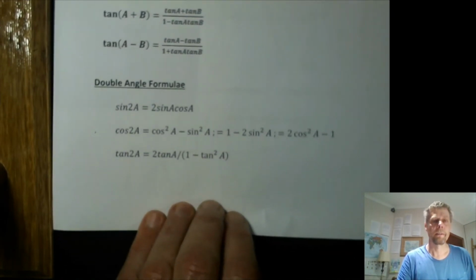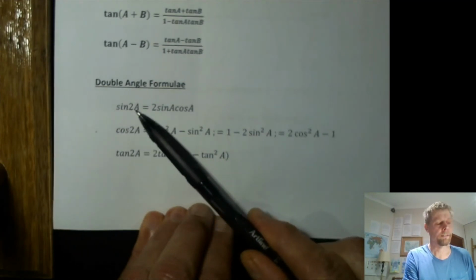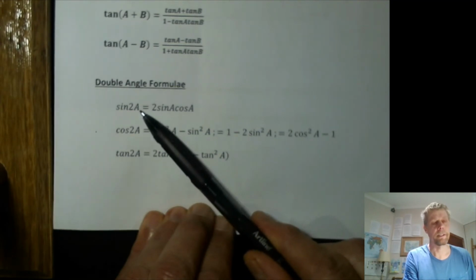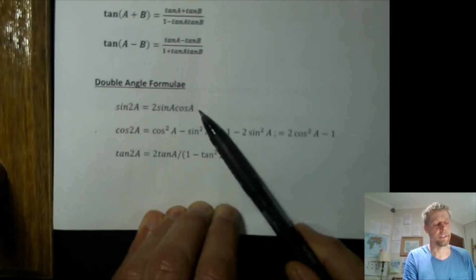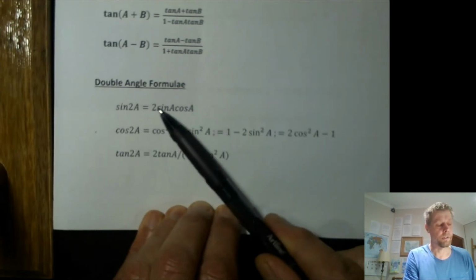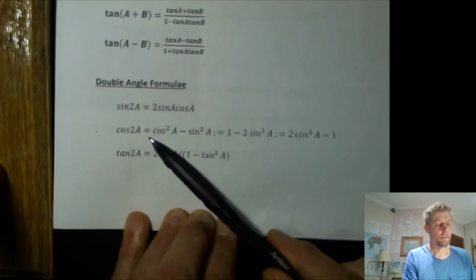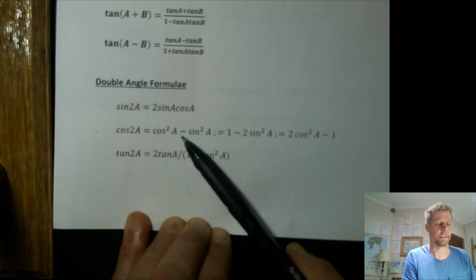Then we have the double angle formulas, which are just derived from the addition formula. So if you have sine of 2a, it's the same as saying sine of a plus b, but now a equals b, so it's the sine of 2a. And you'll see how the addition formula reduces to 2 sin a cos a. And then cos of 2a is equal to cos squared a minus sine squared a. Again, just a equals b.